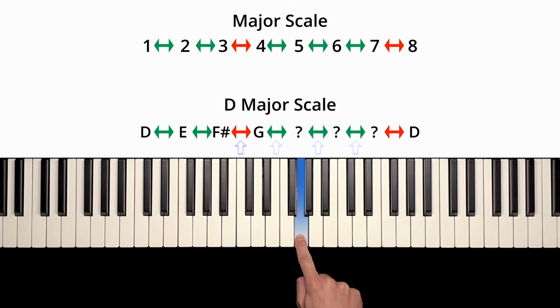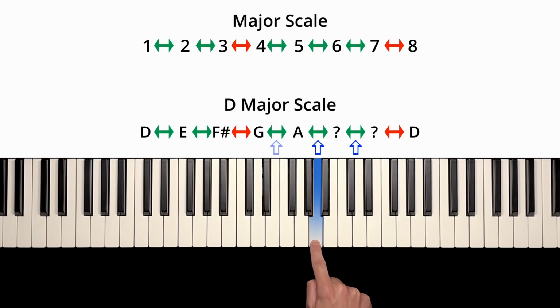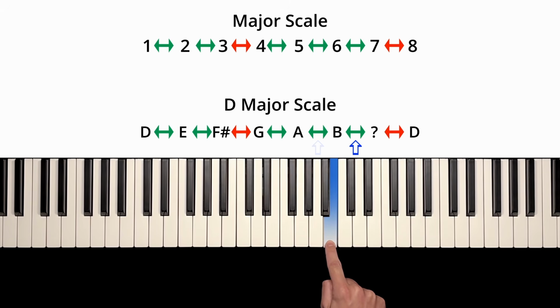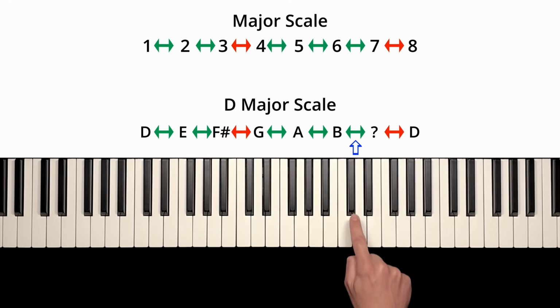The following 3 steps are whole tones. So we go from G to A, from A to B, and from B to C sharp. That leaves us with the final step of our scale, a semitone between C sharp and D.